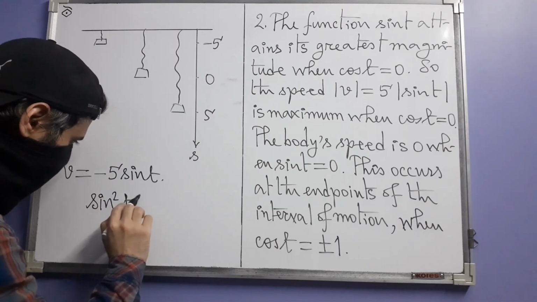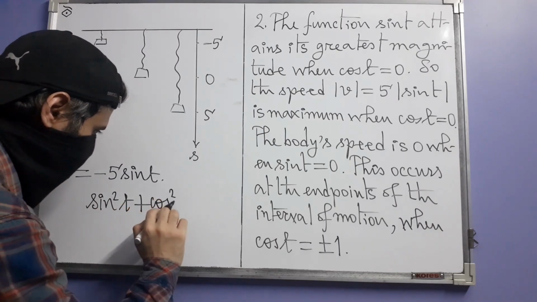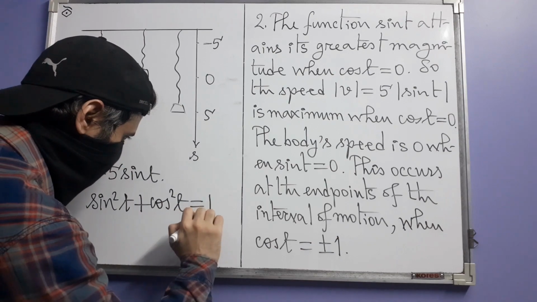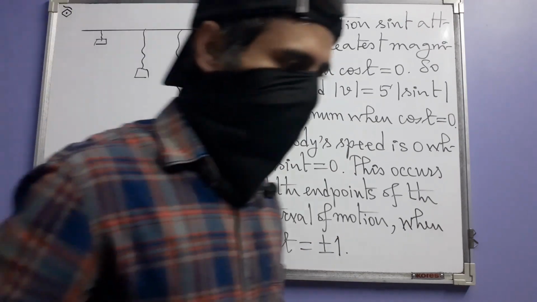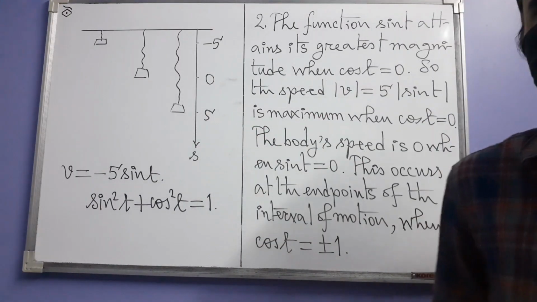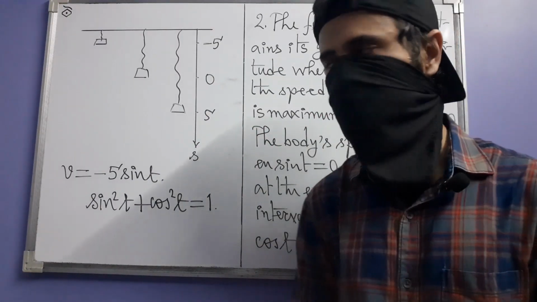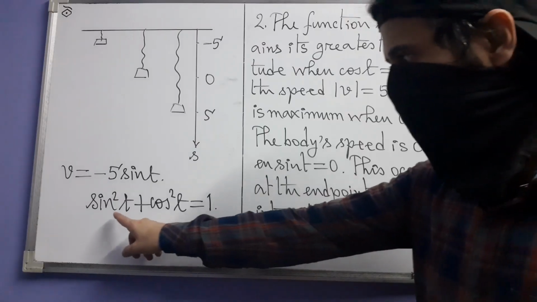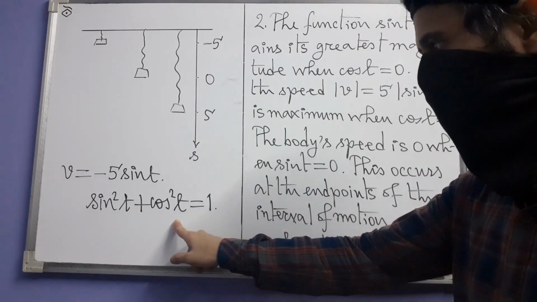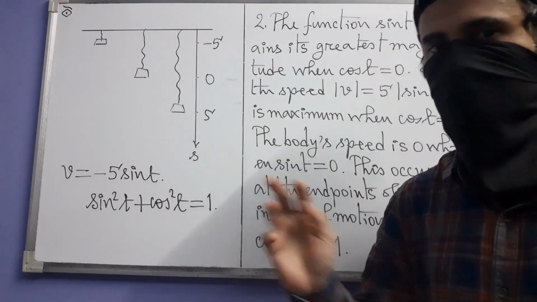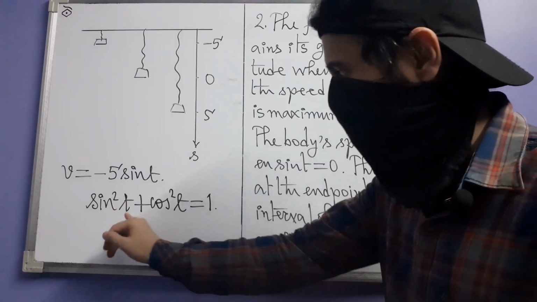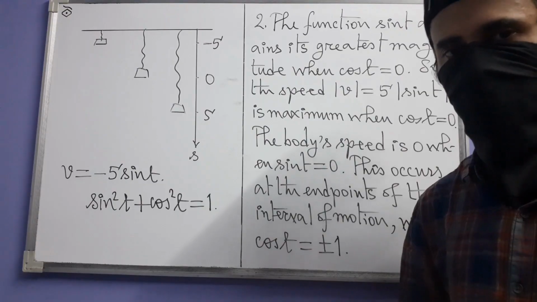Sine square t plus cos square t equals 1. This is something so familiar to us that we did not even bother thinking about this. But you will notice from this that, of course, when t changes, sin t and cos t both change, but the sum of their squares is 1.